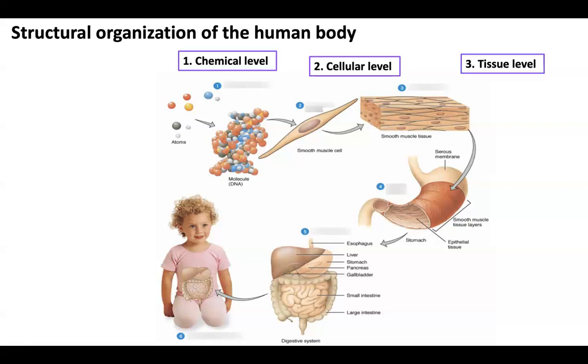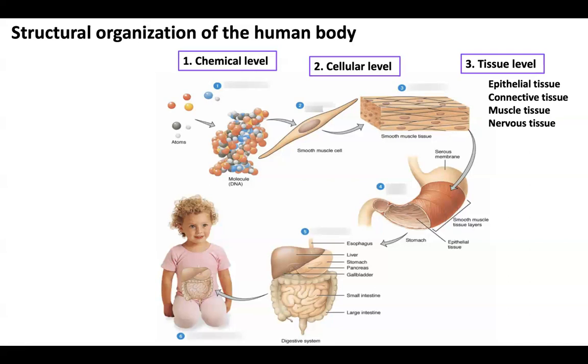So the third level is the tissue level. A group of cells that have a common function and their surrounding substance, the extracellular matrix, will form tissue. So a group of cells plus the extracellular matrix will form a tissue. And there are 4 basic types of tissue in our body. We have epithelial tissue, connective tissue, muscle, and nervous tissue.